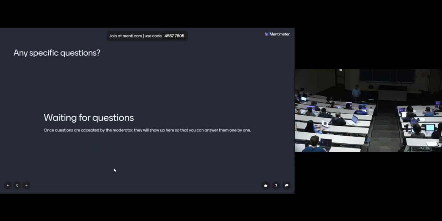Are there any specific questions about capacitors before we dive in? Now that I upgraded my Menti subscription when my old one expired, I got the ability to moderate. So no more crazy questions that just randomly pop up on the screen.